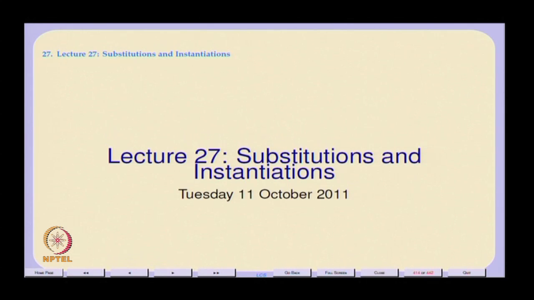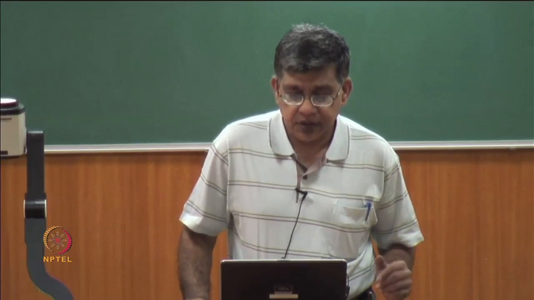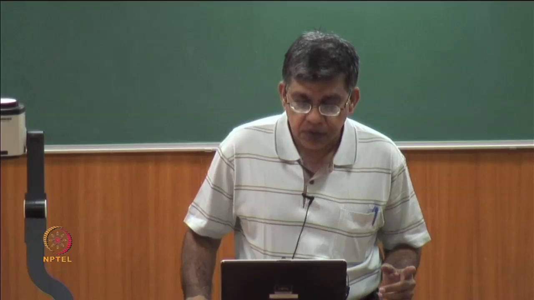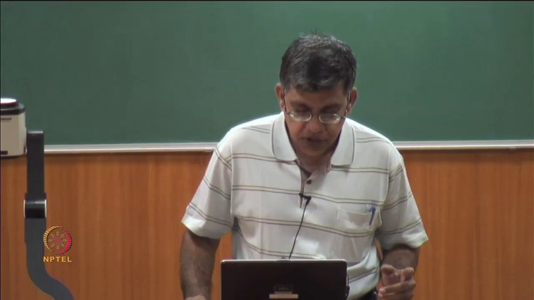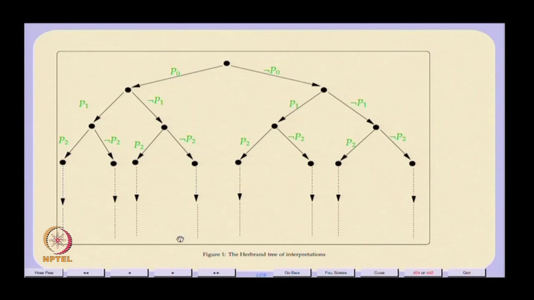So, let us start. We did Herbrand's theorem. Let us go back a little bit and recap those things. We had this Herbrand tree of interpretations, and essentially what we are saying is that you take firstly our Herbrand interpretation. This is the set of all possible Herbrand interpretations.